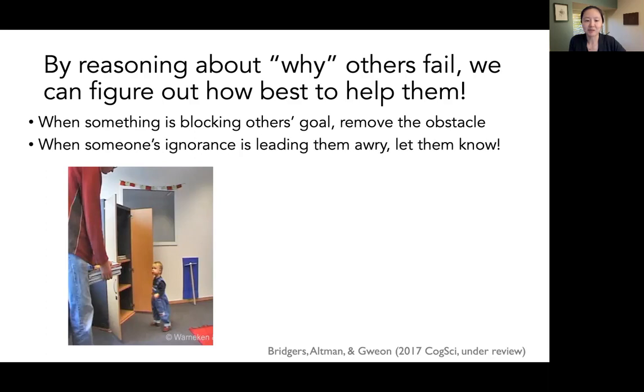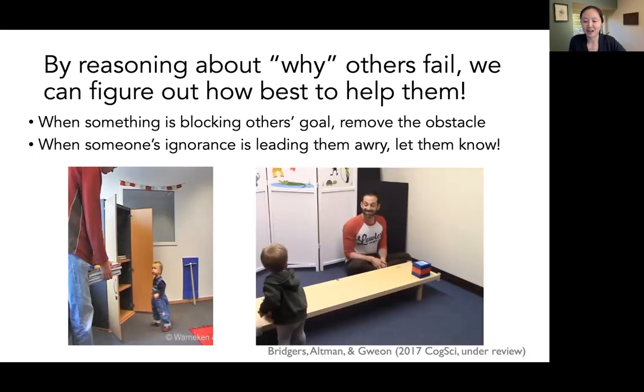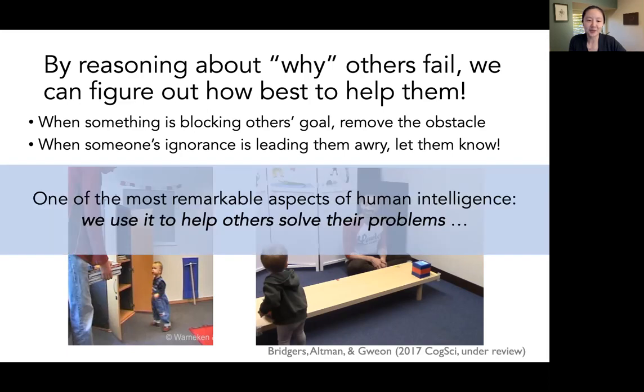But in cases where somebody's ignorance is leading them awry, it becomes a little trickier to understand how best to help. You have to use your knowledge to let them know and inform them in some way. What these children are already able to do at this age is use their prior knowledge to help others learn and inform others, in a way that almost looks like proto-teaching. I think one of the most remarkable aspects of human intelligence is that we not only use it for our own learning, but also to help others solve their problems.